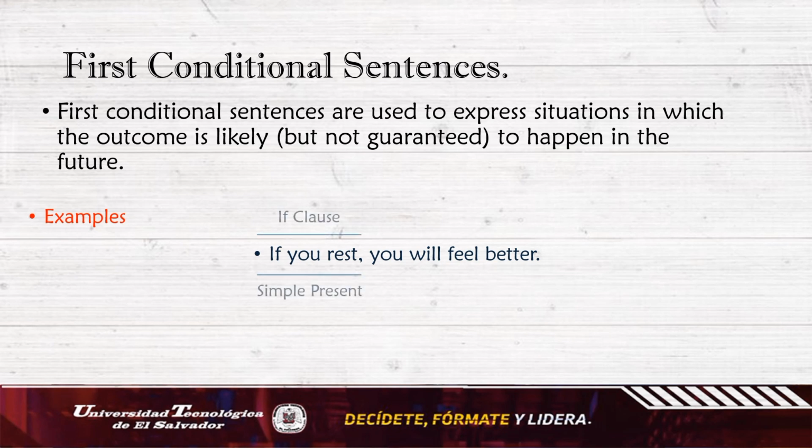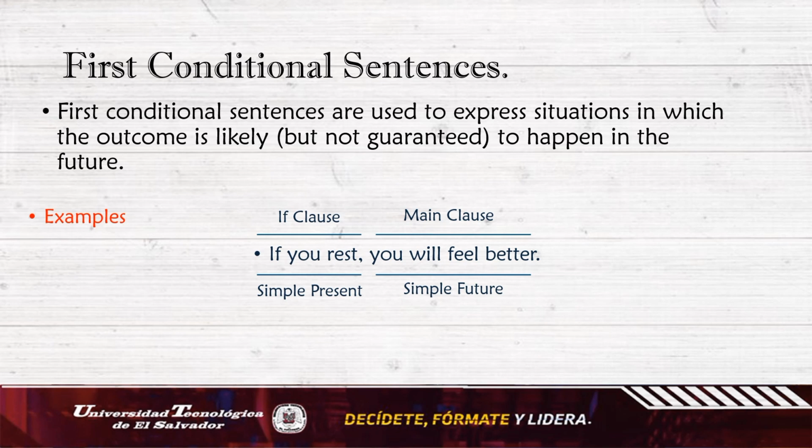Note that we use the simple present tense in the if clause and the simple future tense in the main clause, the clause that expresses the likely outcome. This is how we indicate that under a certain condition, as expressed in the if clause, a specific result will likely happen in the future.